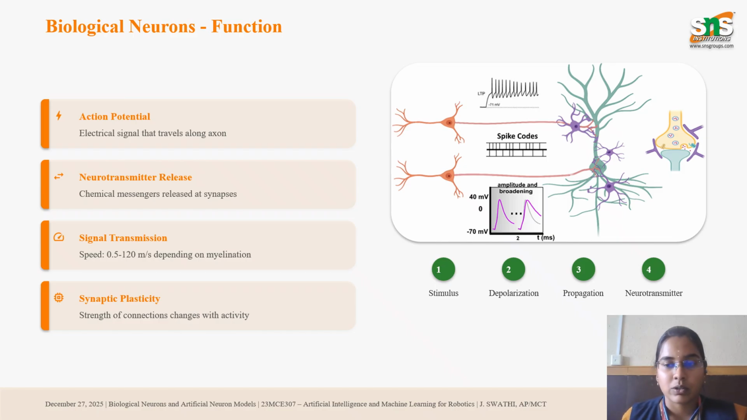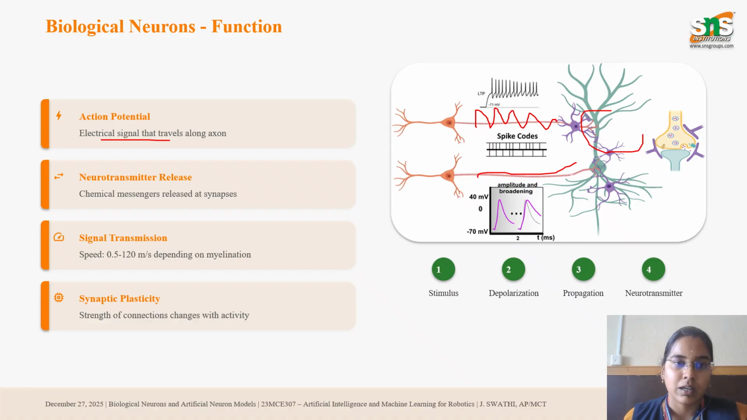And for the functions, the first one is the action potential, the electrical signals that travel along the axon. And neurotransmitters release chemical messages at synapses. First the electrical signal is passed, and at the synapse we convert this into chemical messengers, and this transmission rate is from 0.5 to 120 meters per second. And synaptic plasticity is nothing but the strength of the connection changing with the activity.